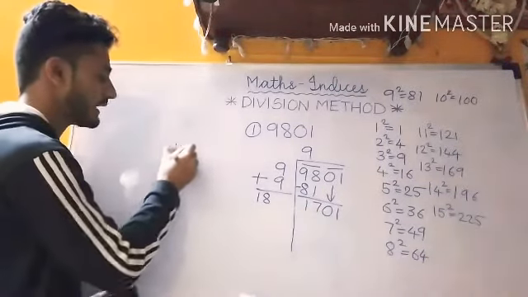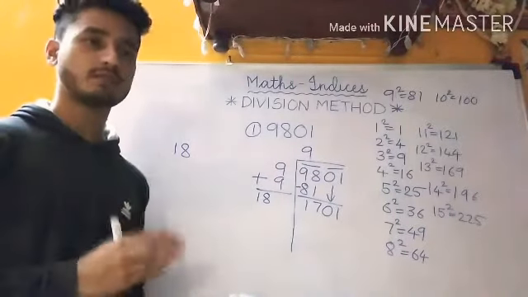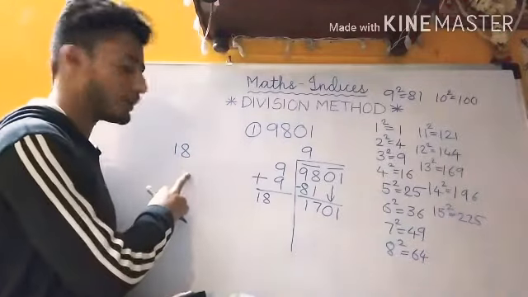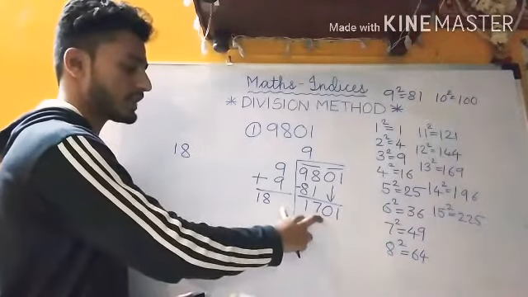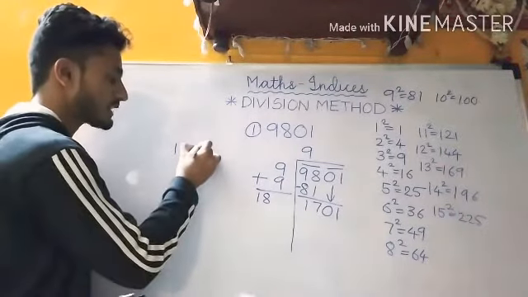Okay, so I'll take 18. Now what possibilities do you have to take? You have to start from 0 to 9 and multiply the number with itself, and you will find the answer, which is either equal to 1701 or lesser than it. Okay, so I'll start with 0.